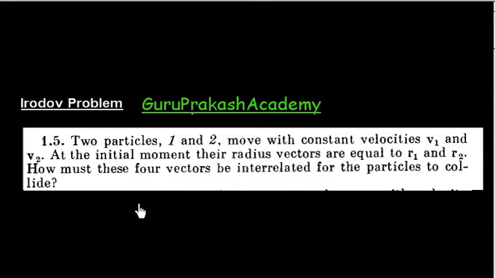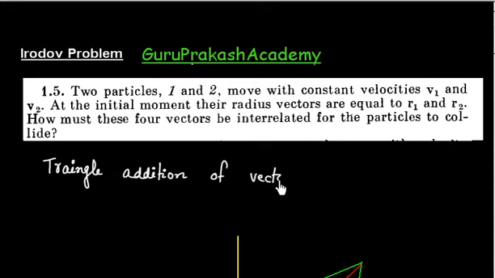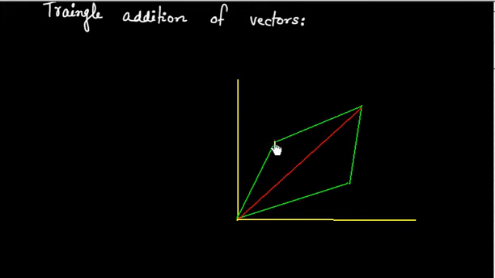This problem can be done using the idea of triangle addition of vectors. Now let us say we have initially particle number 1. So we are plotting a graph for the motion of the particles. This side we are plotting radius vector and this side we are plotting time. So time versus radius vector.